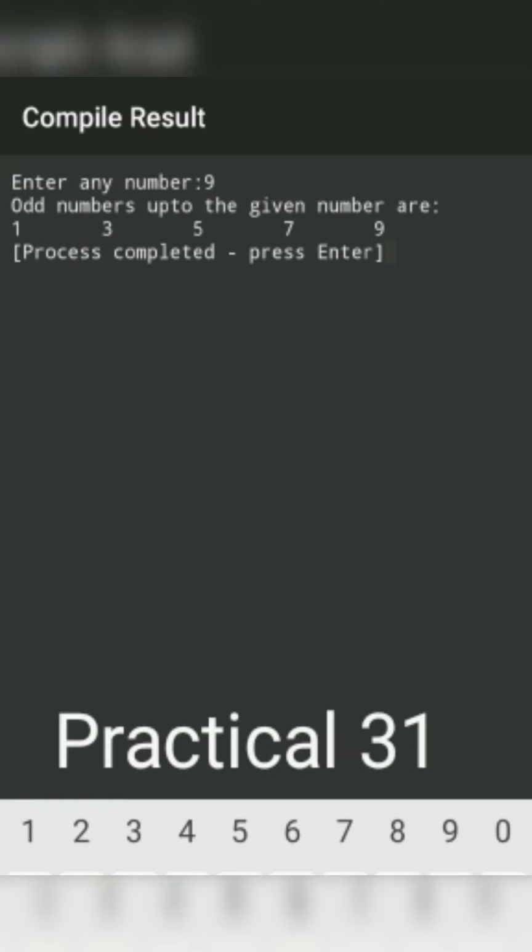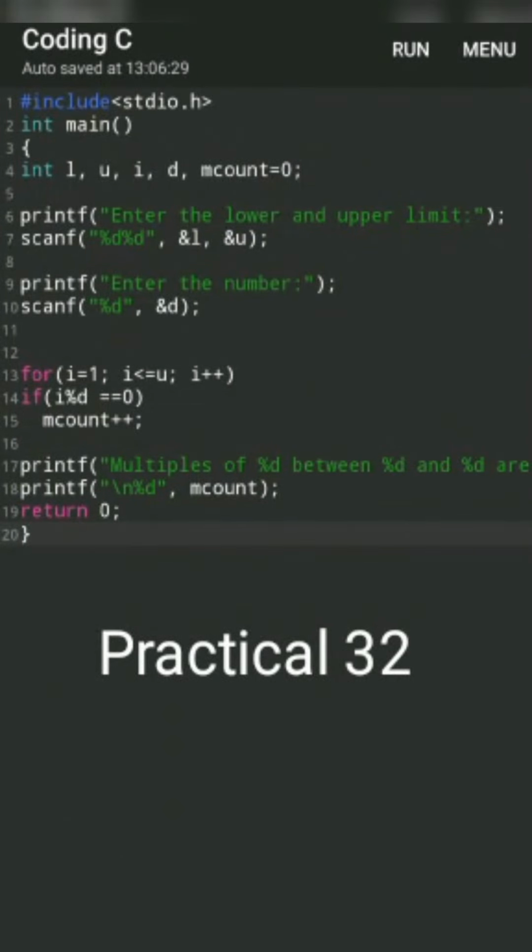So now let's move to practical program number 32. Okay guys, the practical is: write a program to count multiples of a given number lying between two numbers. Means a range of two numbers will be given, and the program has to find the multiples of the given number.